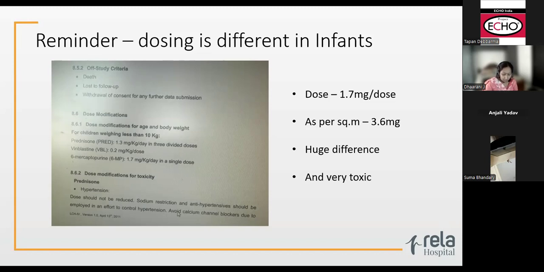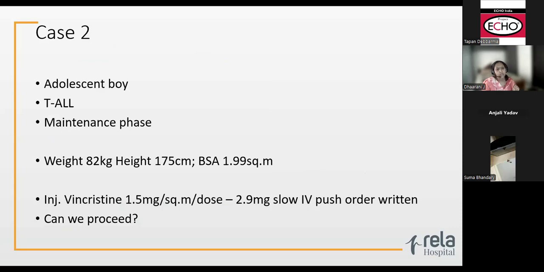So most of the protocols will clearly say if the baby age is less than 6 months, you have to reduce the dose by 50%. You have to reduce the dose by 25%. So that has to be ensured before we give. So this has been already answered by sister earlier.